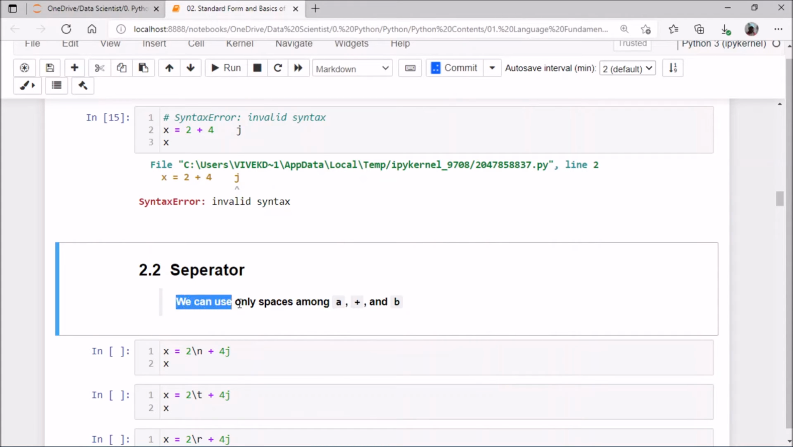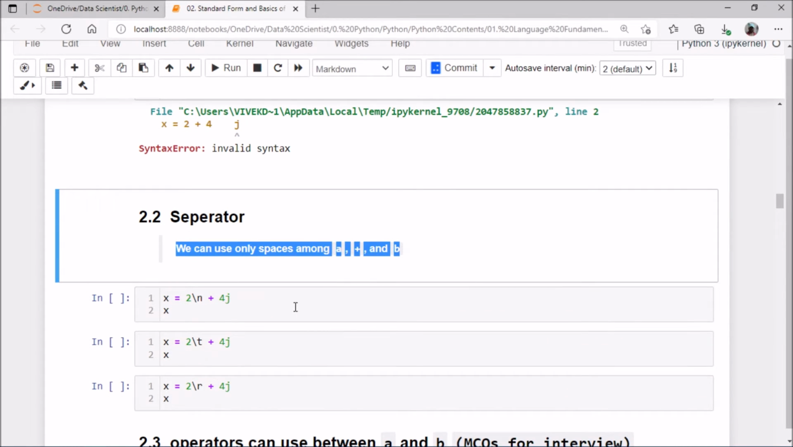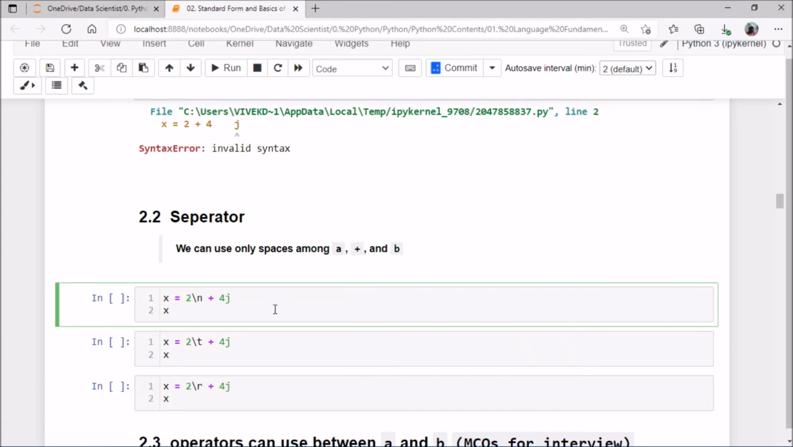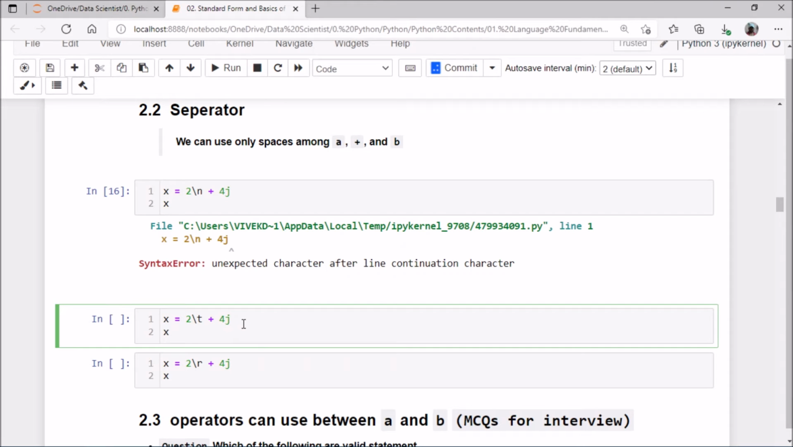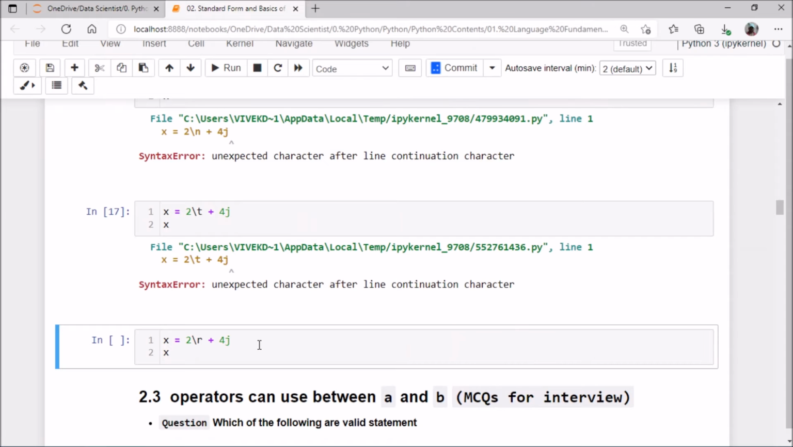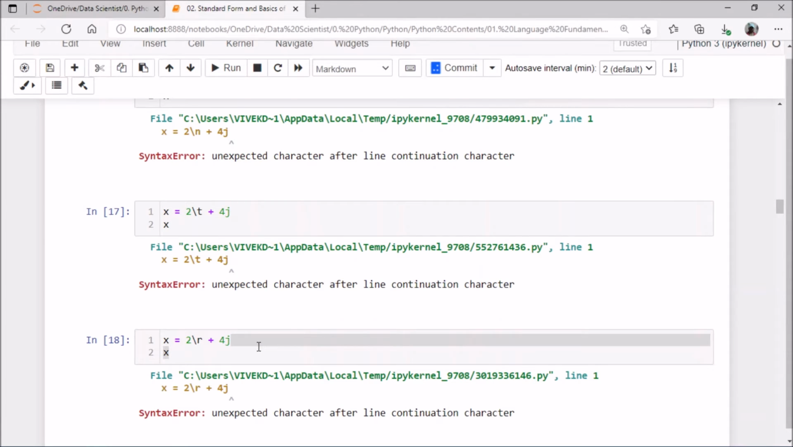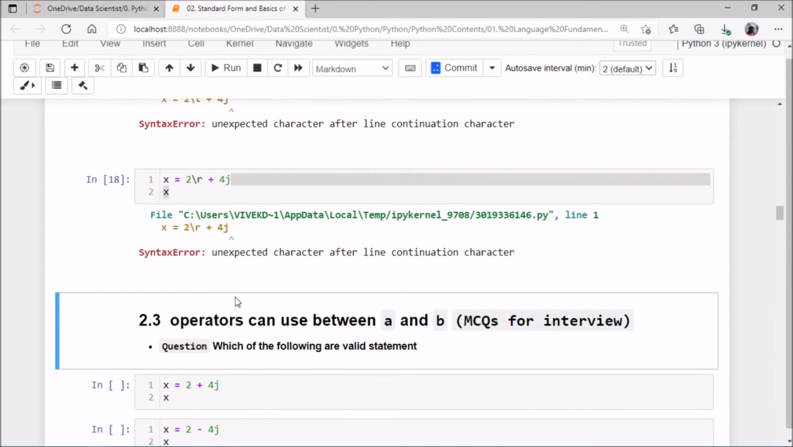Means we can use only spaces between A, plus, and B. We cannot use a comma, or backslash n, or backslash t. These are also kinds of separators in the Python language, but except for a space we cannot use any separator. It will throw an error. Here I am using backslash n, which denotes the new line, and we can see a syntax error: unexpected character after line continuation character. Here I am using t, that is the tab character, and here is the carriage return character. So without a space we can't use any separator.